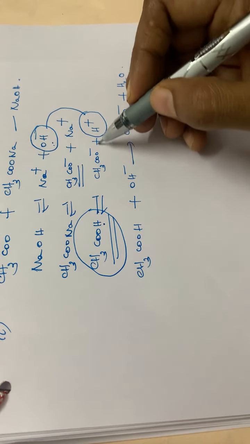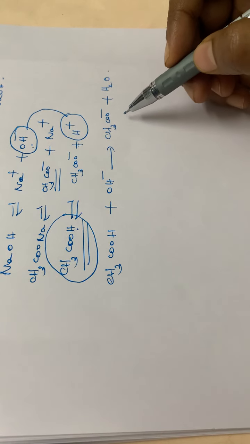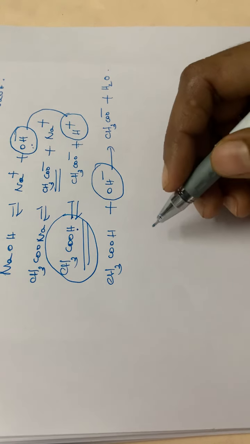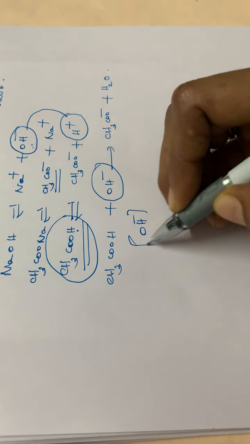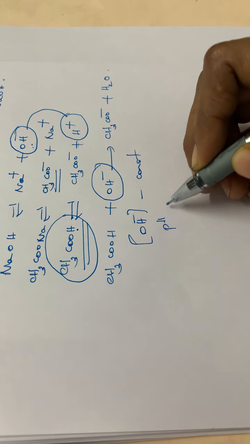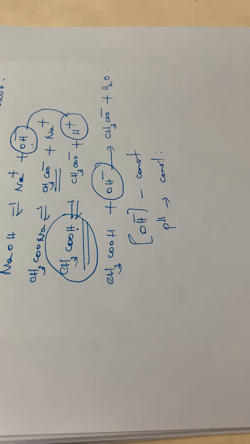Okay, here also it will be like this. This OH minus will be abstracted by this H plus. So the concentration of OH minus will not be increased, or the concentration of OH minus will remain constant, and therefore the pH will be remaining a constant. Okay, so this is the buffer action here.